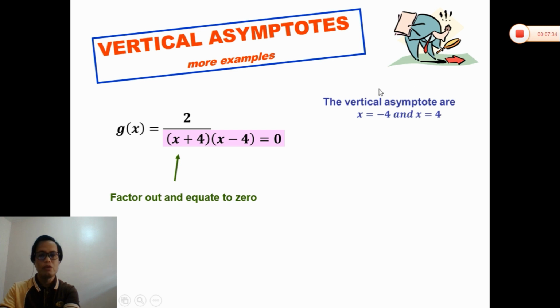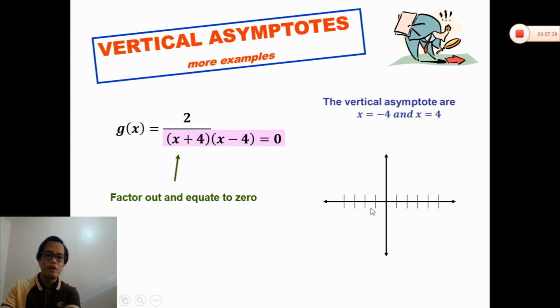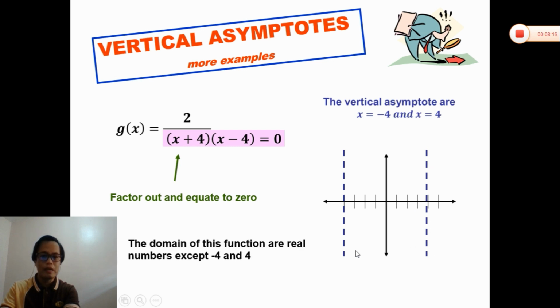If we are going to illustrate this in the Cartesian plane, we have here negative 1, negative 2, negative 3, and negative 4, our first vertical asymptote. And our second vertical asymptote would be positive 4. So this is positive 1, 2, 3, 4. Again, the domain of this function are real numbers except negative 4 and positive 4 because these values will make the denominator 0 for this function.